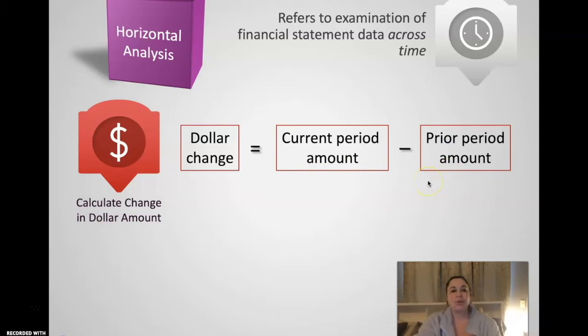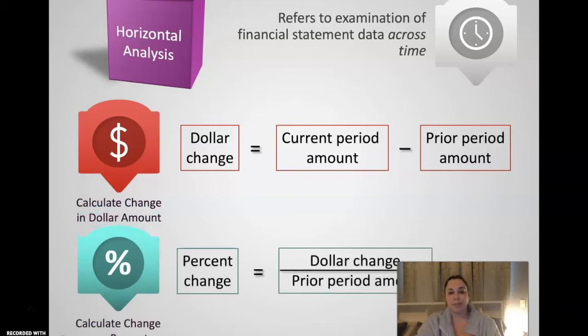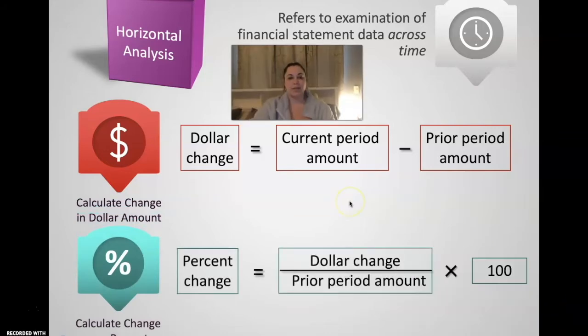Okay, so we want to get two numbers here. One is the dollar change, how much has it changed in dollars from last year to this year? And then we also want to put this onto a percent basis. We do that by taking the dollar change and dividing it by the prior period amount, so basically the oldest amount you have on there, and then multiplying by 100 because you want to turn this into a percent. So this is really easy to do.